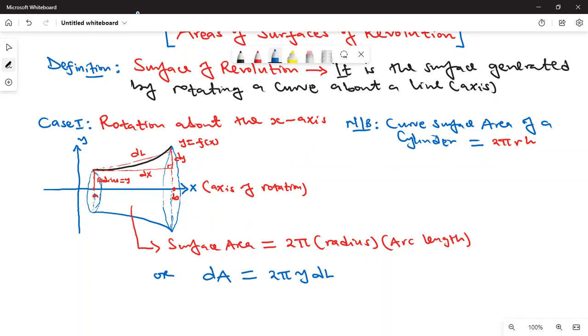So instead of A, let me use S, just from the definition of surface area to mean surface area. So let me call it ds, not dA. ds is equal to 2 pi y times dl. Now, how do we find S from this formula? And you know how we find the arc length.